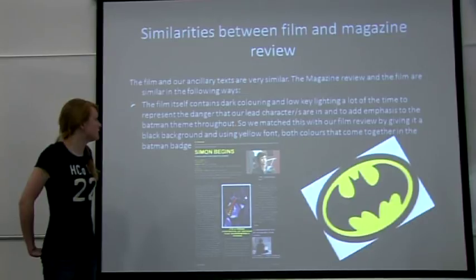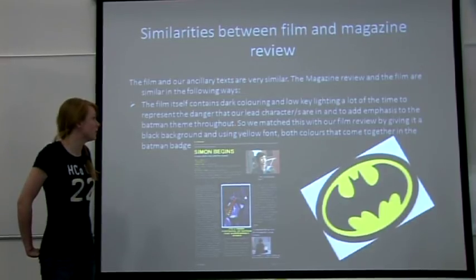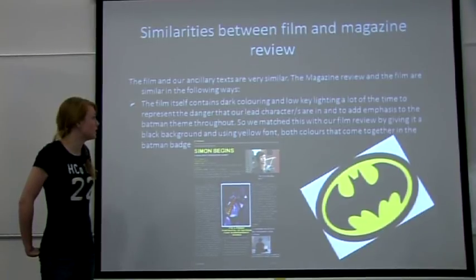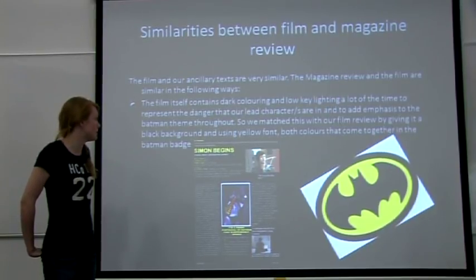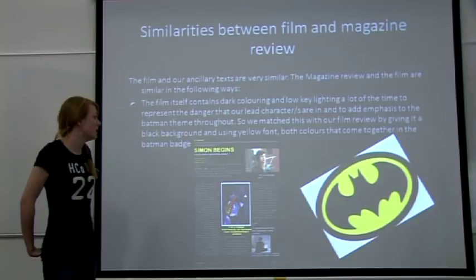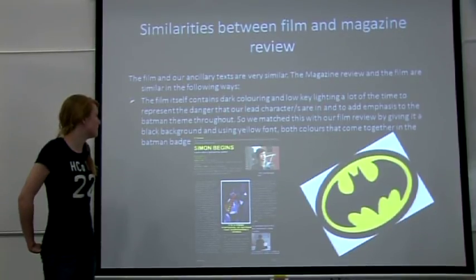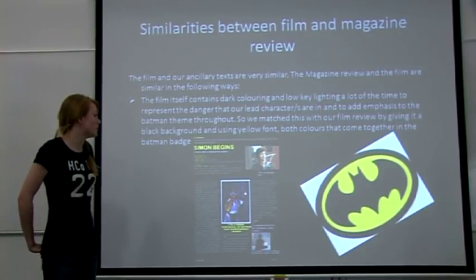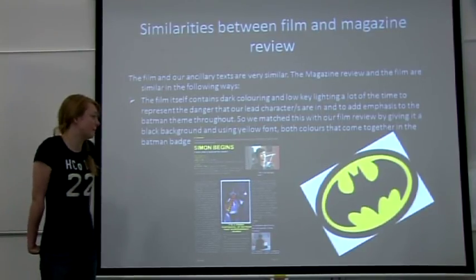The film and our ancillary texts are very similar. The magazine review and the film are similar in the following ways. The film itself contains dark colouring and low-key lighting a lot of the time to represent the danger that our lead character is in, and to emphasise the Batman theme throughout. So we match this with our film review by giving it a black background and using yellow font, both colours that come together in the Batman badge.